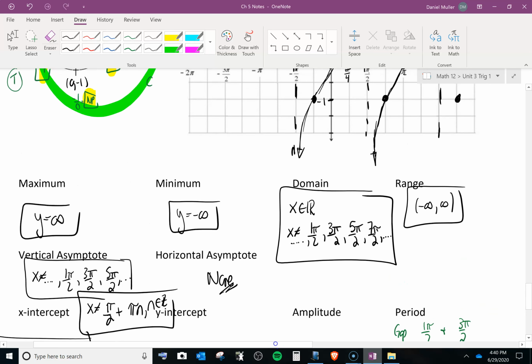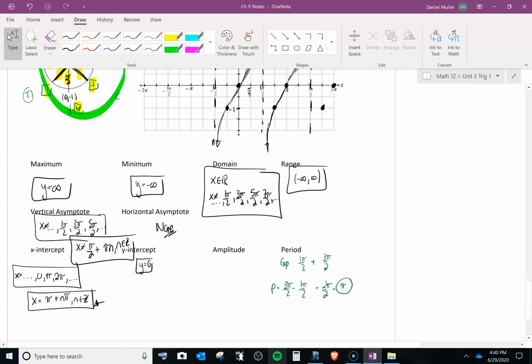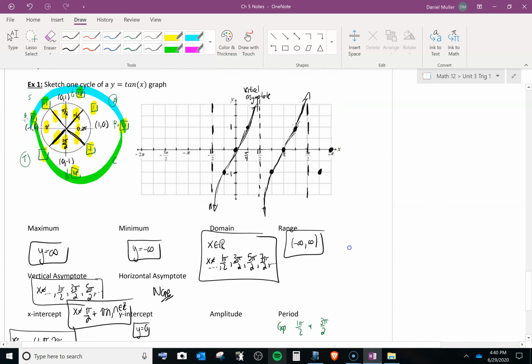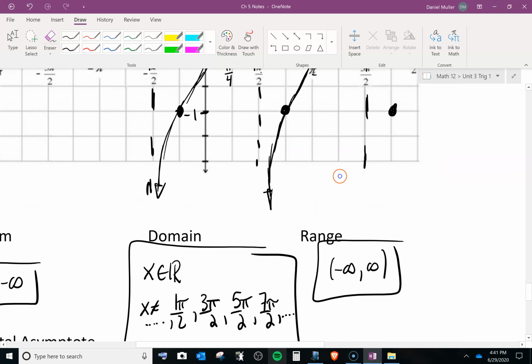Y-intercept, it crosses the y-axis at 0. So y is equal to 0. That's the height that it crosses. And the amplitude, these do have amplitudes. The amplitude, though, from the top to the bottom, doesn't make any sense. So we go from this point to this point. So from 1 to 0 is 1. So the amplitude is 1.